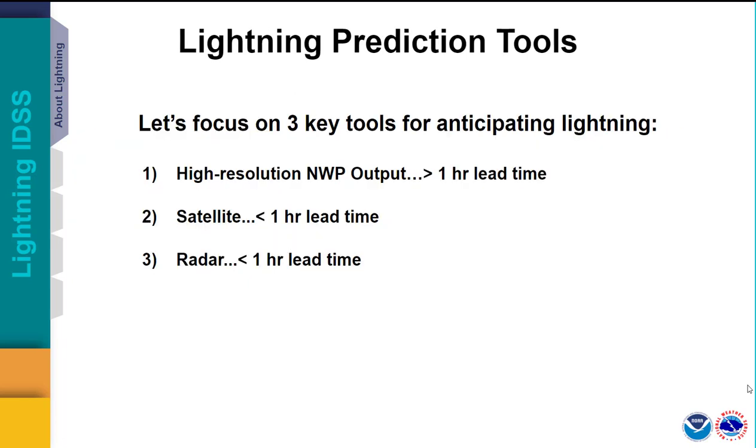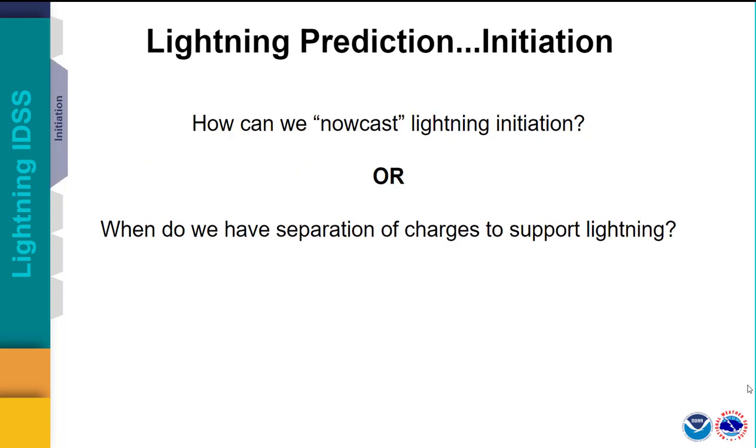While NWP output is our primary tool for predicting lightning more than an hour in advance, within an hour we turn to satellite and radar as our key tools. Let's start with nowcasting lightning initiation, in which our focus is determining when we have graupel that collides with other particles, ultimately leading to charge separation, the immediate precursor to lightning.